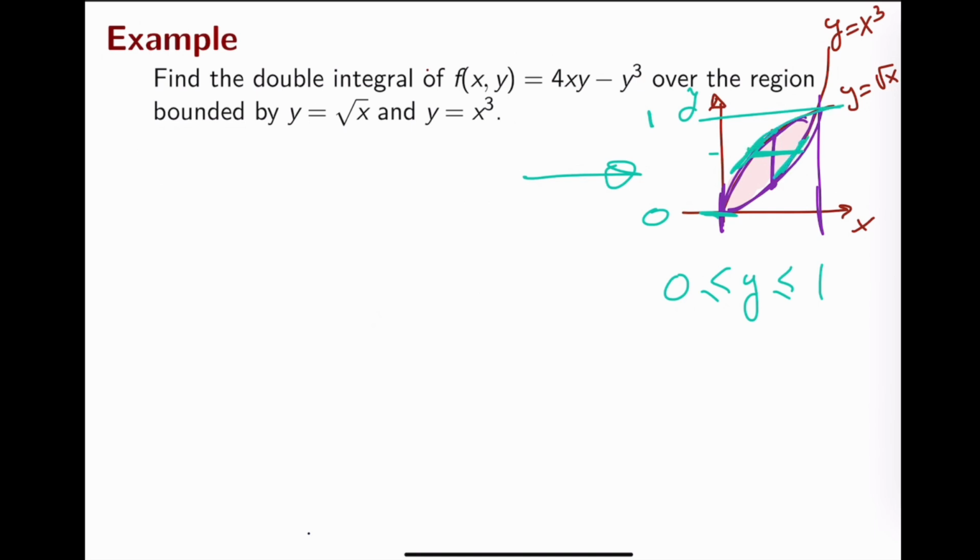So what function is that? Well, this function is x equal, putting the square root on the other side, y squared. So that will be the lower bound. x varies between this function and on top this other one. So what function is this one? Well, x is equal to the cubic root of y.